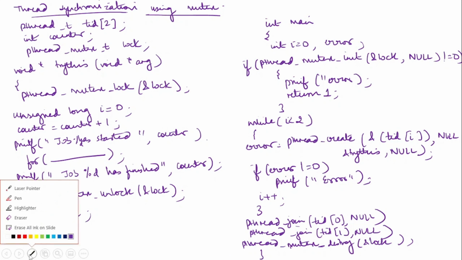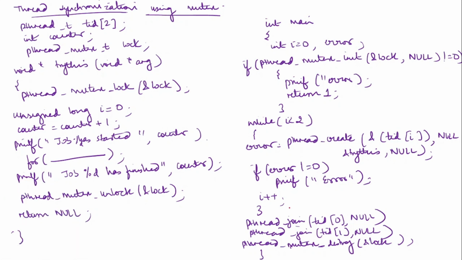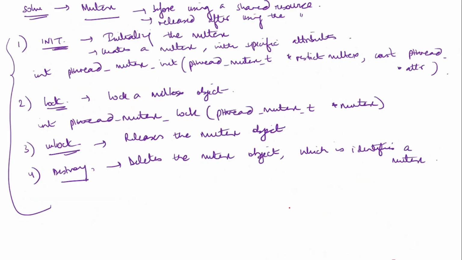Now this is the complete program which talks about thread synchronization using mutex. We saw the 4 functions that talk about how locking can be used with threads. First is initializing the mutex, the init function, then the lock function, then we saw the unlock, and finally the destroy function. So these are the 4 functions which we saw.